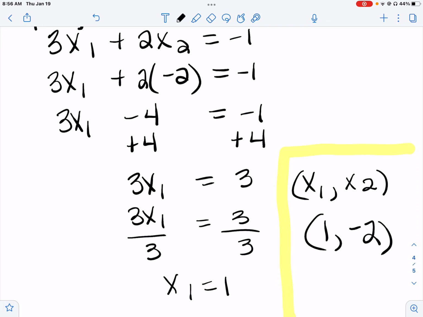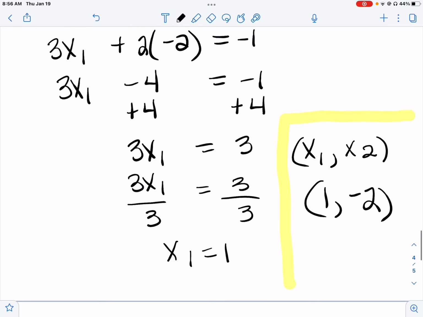Go back and put it into the point. x1 is 1, x2 is -2. And that is the end of this lesson.